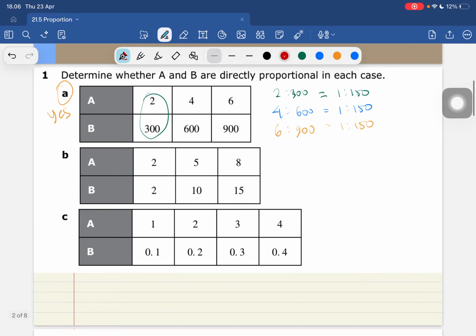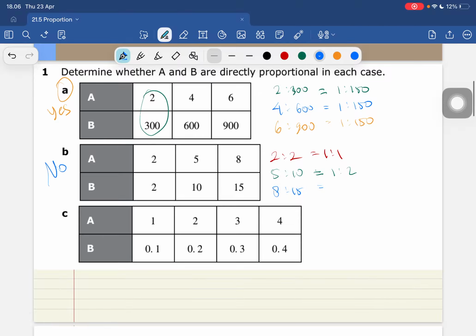The first one is going to be 1 to 1. The second, 5 to 10, we divide by 2 on both sides, and it's going to be 1 to 2. The last, 8 to 15, we divide by 2 and simplify. There it is, so this is not directly proportional as all their ratios are different.